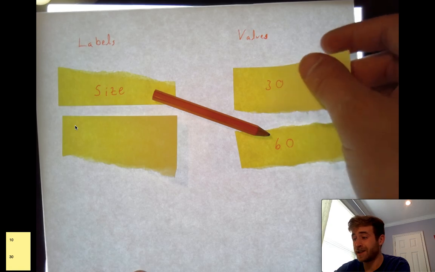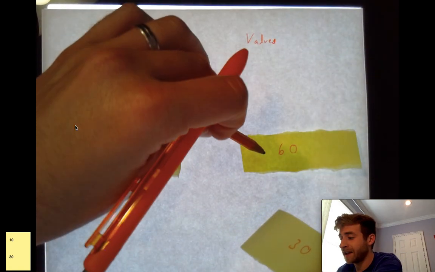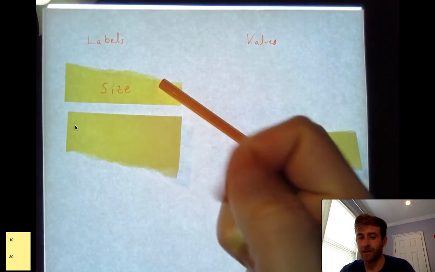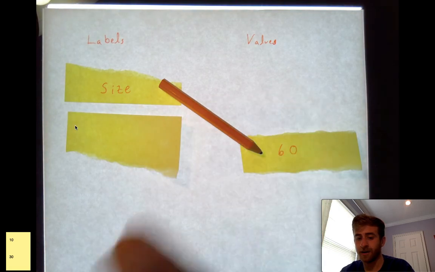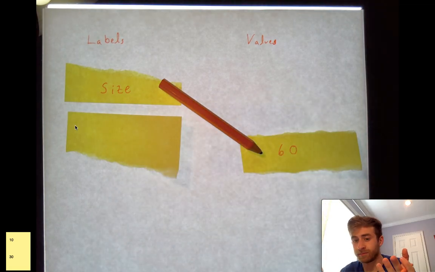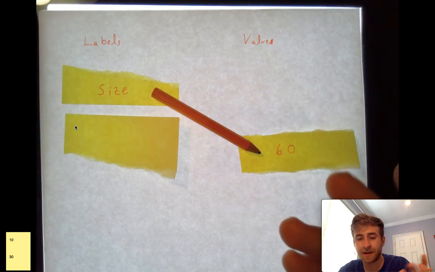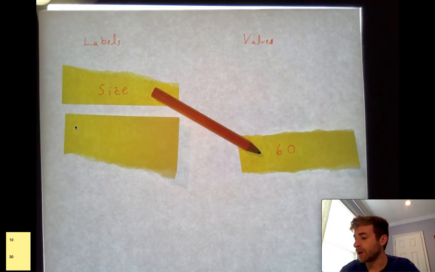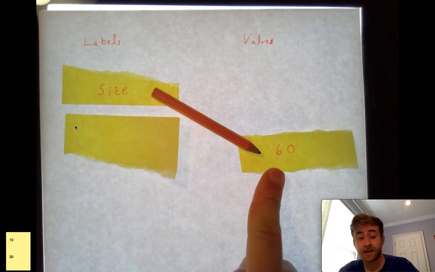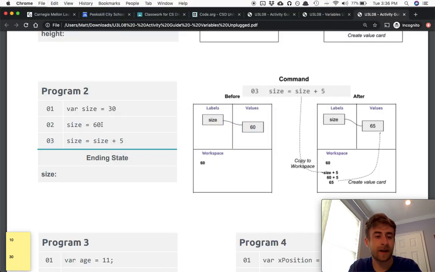Size is holding on to 60 instead of 30, and this, at the end of this line, is just going to get crumpled up and thrown away because it's not being used anymore, right? Anything in the value side at the end that's not connected to anything, it's just gone. So our size variable is now holding on to the value 60 from line 3.